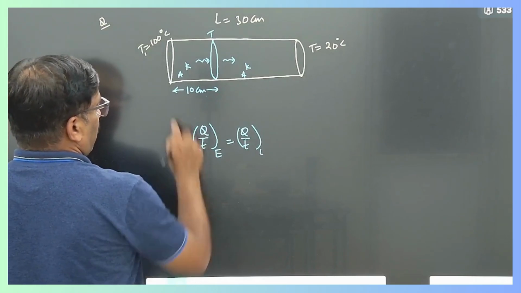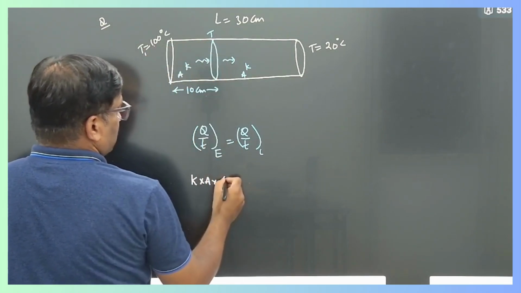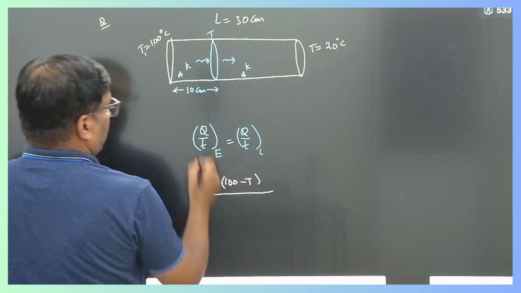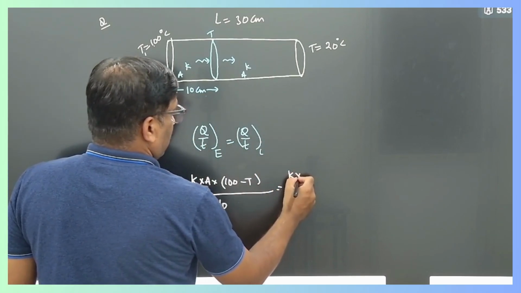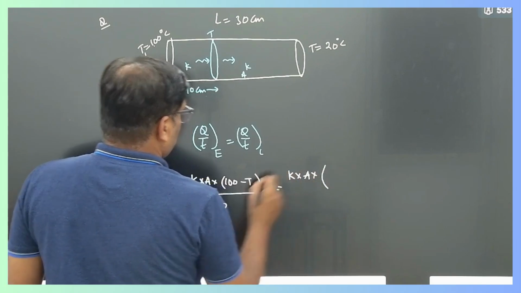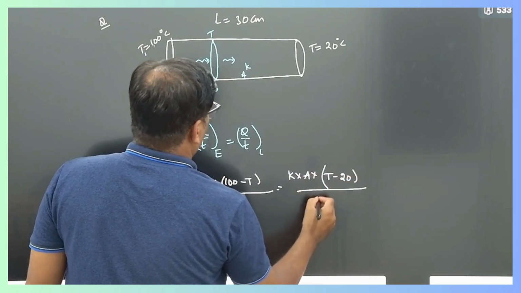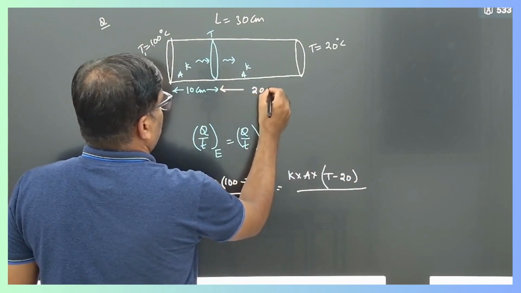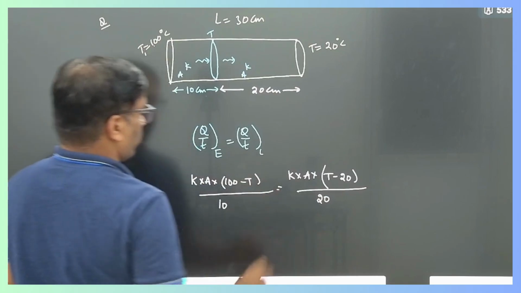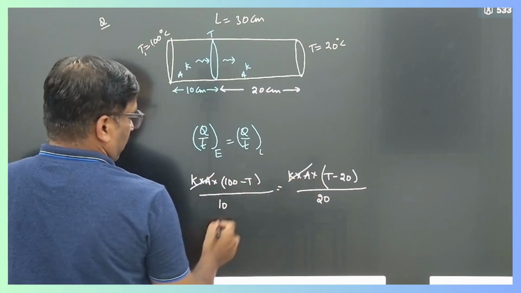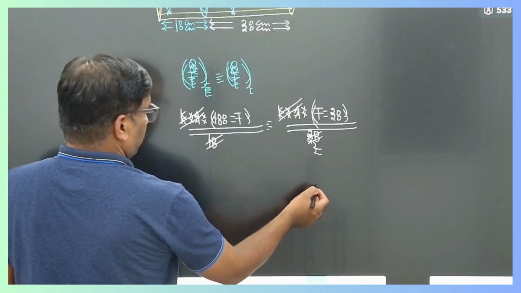We write the formula K into A into 100 minus T, divided by the length, which is 10 centimeter. This side is also K into A into, and the temperature difference is T minus 20, divided by the remaining distance of 20 centimeter. Why? Because the total length is 30 centimeter. This is 1 and this is 2.